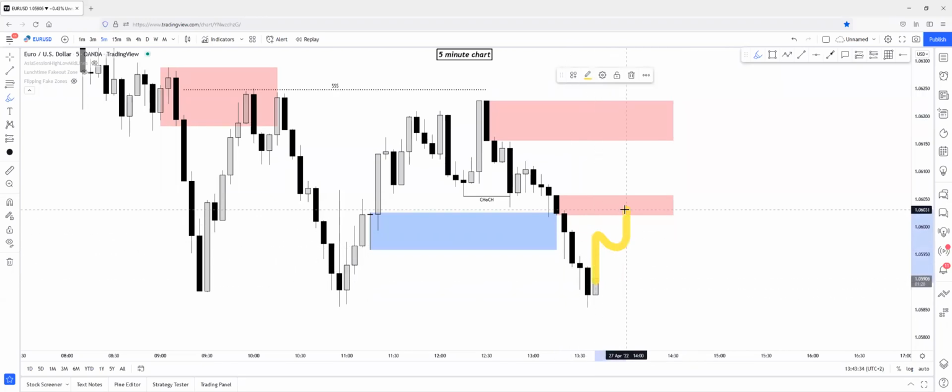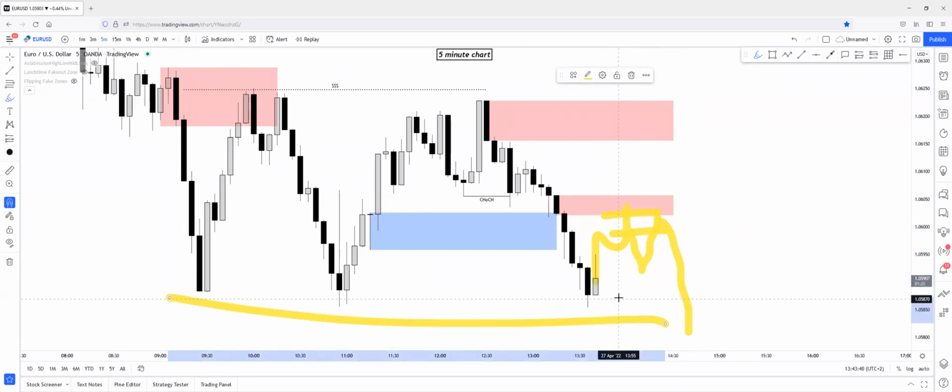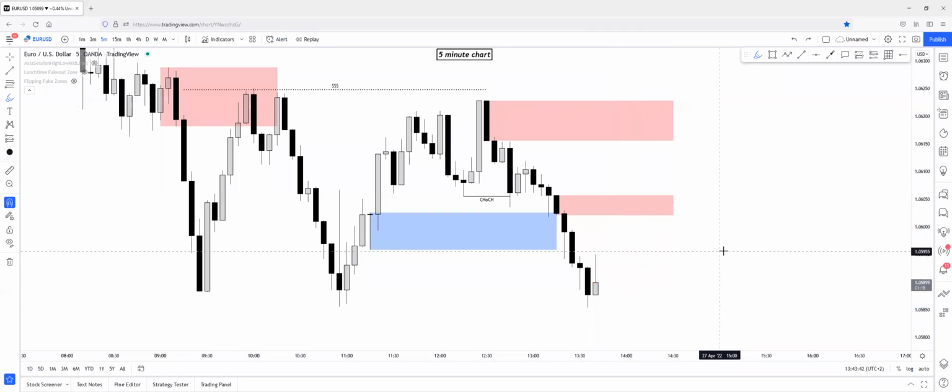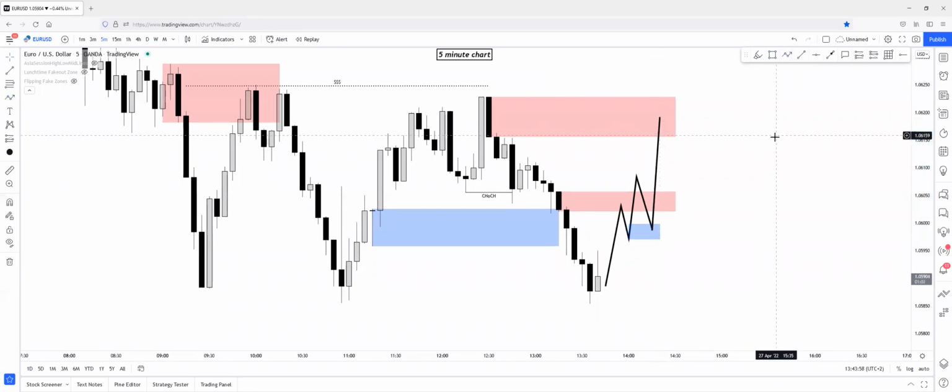If price can tap this supply zone and create a change of character right here, then we'll be able to target the liquidity line right here. So once again with arrow movements, if price taps this zone, creates a change of character right here, we'll be able to target the liquidity line with a short opportunity. If price breaks above this supply zone, for example, creates a flip scenario, then you'll be able to enter on a flip scenario right here on this demand zone, and you'll be able to target this supply zone up here.